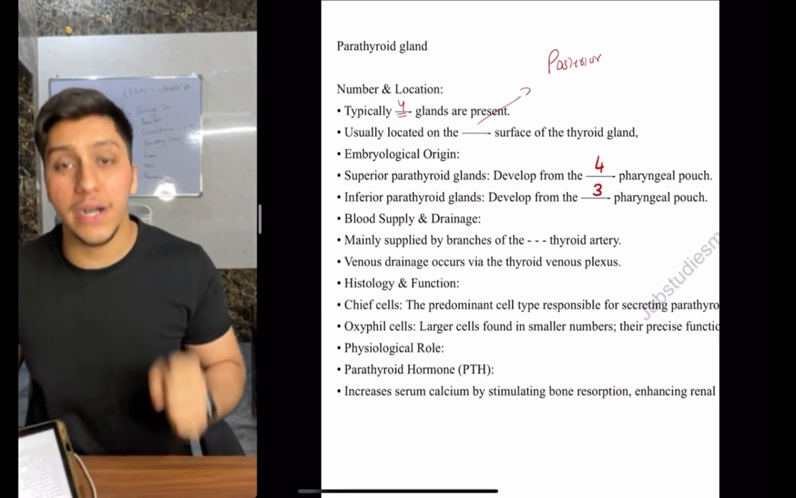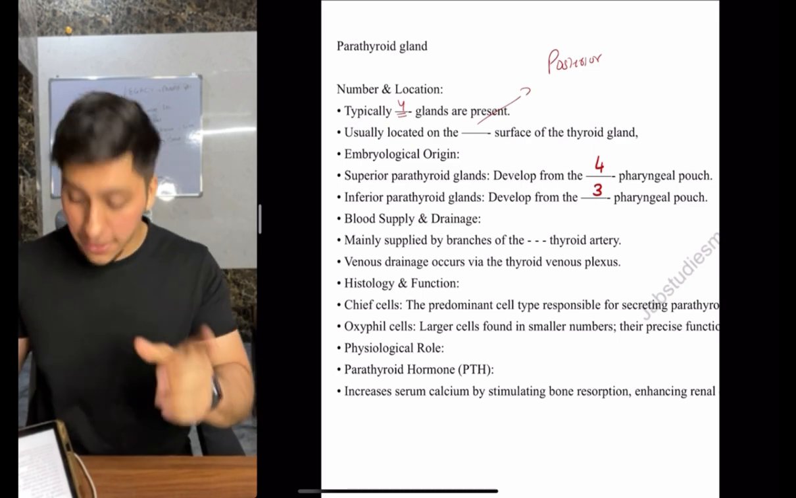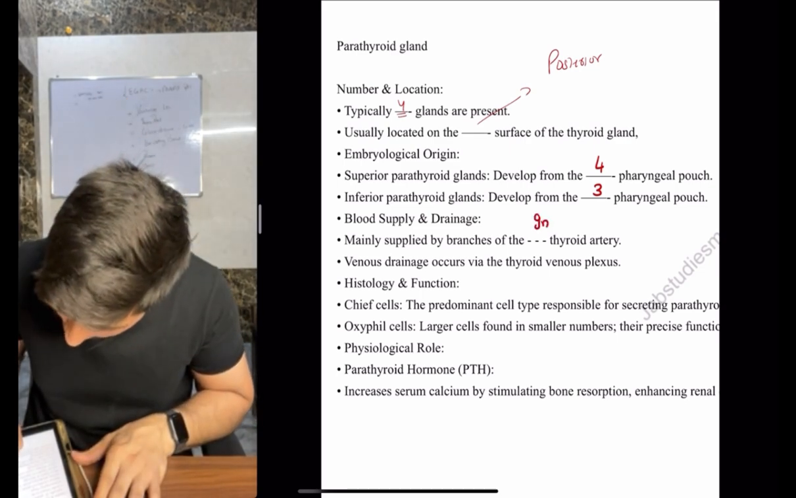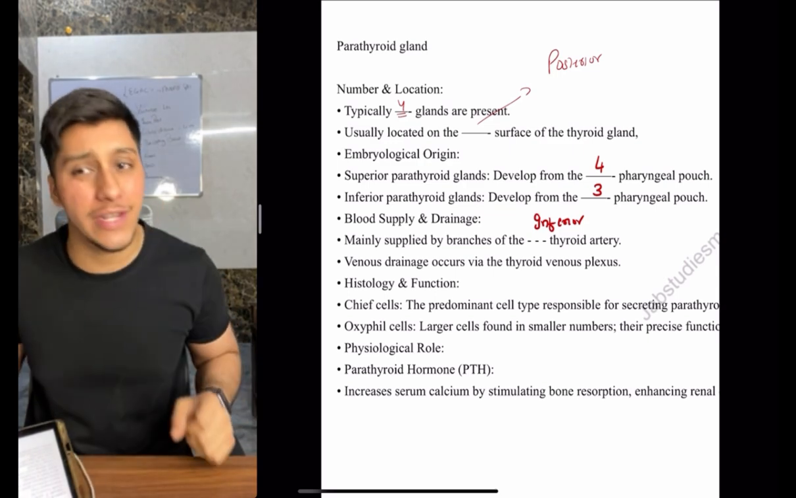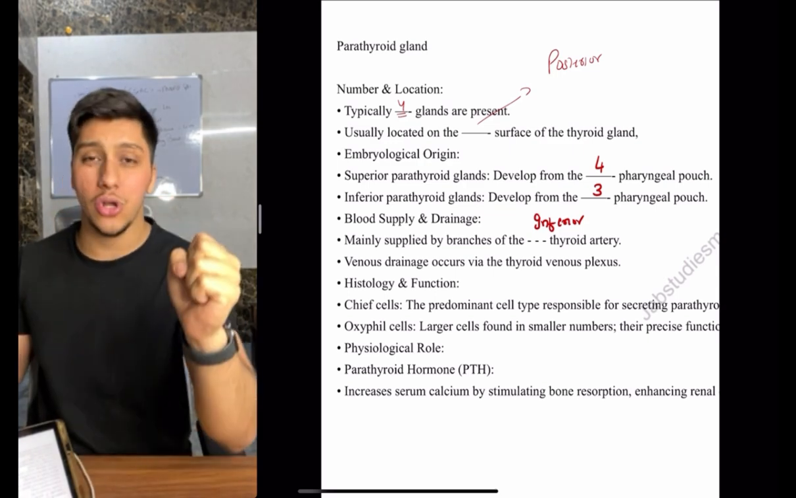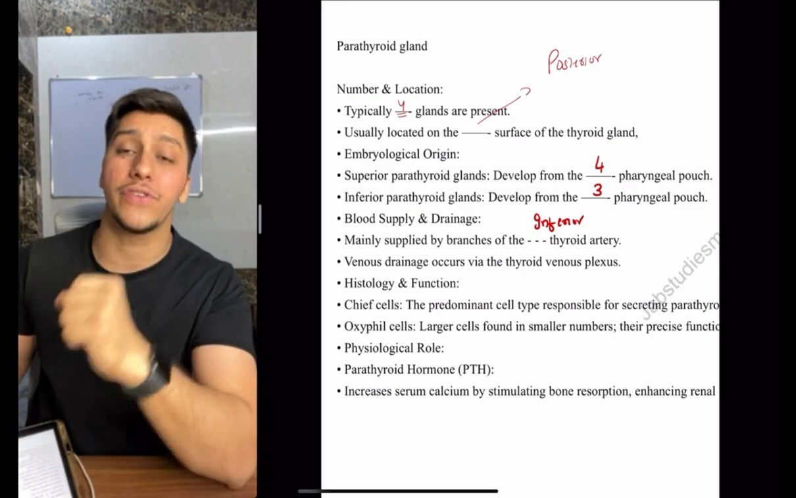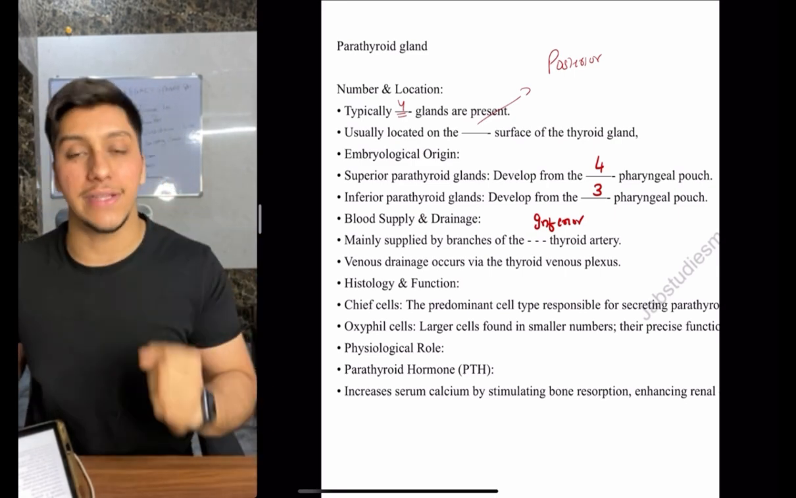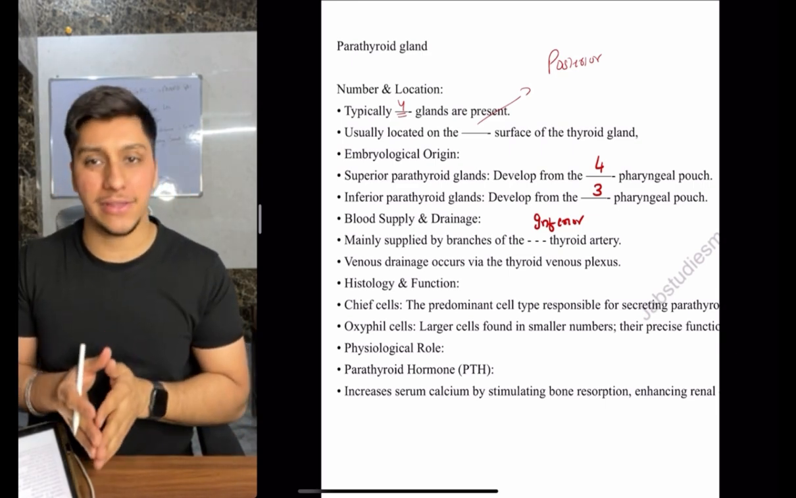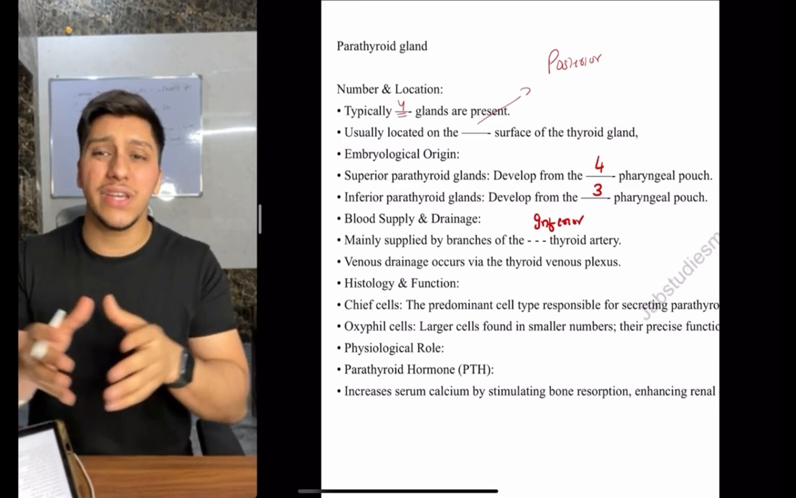If you talk about the blood supply, the parathyroid glands are mainly supplied by the inferior thyroid artery, and the venous drainage is the thyroid venous plexus. If you talk about the histology, there are 2 cells. The main cell which secretes the parathyroid hormone is the chief cell. The chief cells are secreting the parathyroid hormone. Oxyphil cells are the ones which are larger in number.